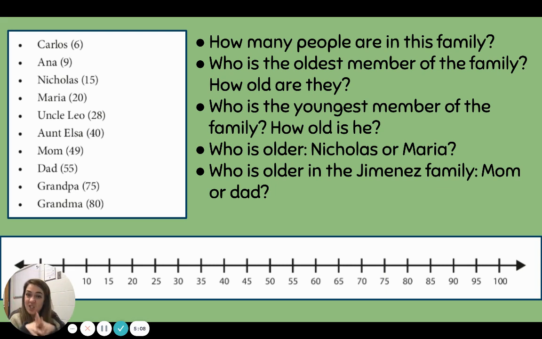I counted 10. Did you count 10? Carlos, Anna, Nicholas, Maria, Uncle Leo, Aunt Elsa, Mom, Dad, Grandpa, Grandma. 10.